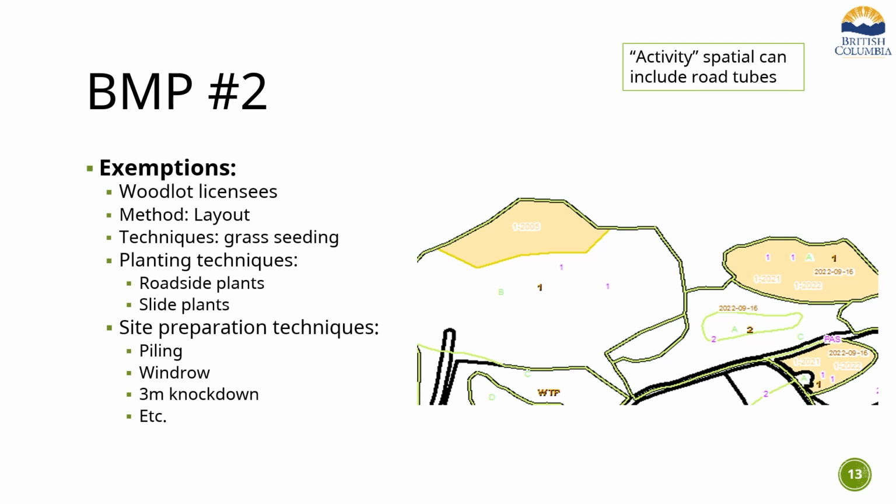There's a lot of site preparation techniques that are exempt. For the full list, check out the Results Planned Reporting Updates document on the RESULTS webpage. For this example, there are 3 treatment unit polygons in the same opening that when reported should show in RESULTS as separate polygons. I also want to point out that activity spatial can include road tubes. Your roads can be spatial or aspatial. It does not matter. You just have to ensure that the road area is excluded from your reported treated area.